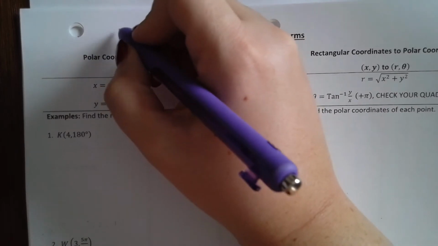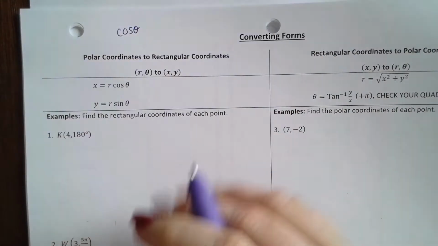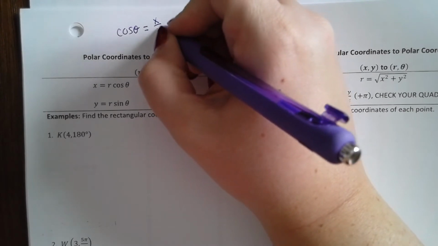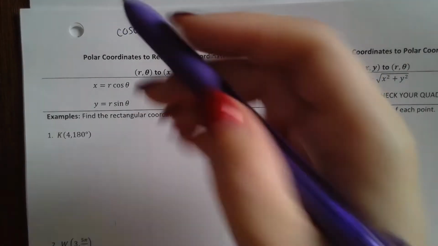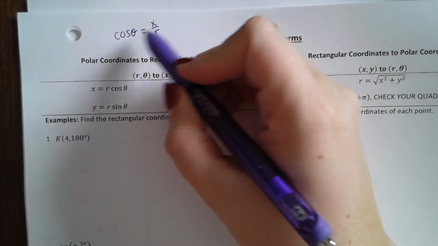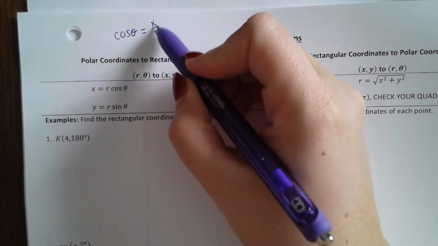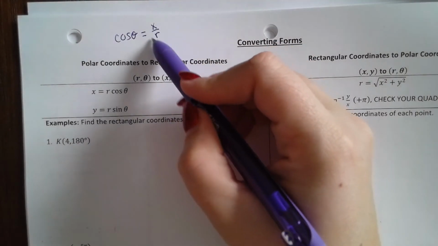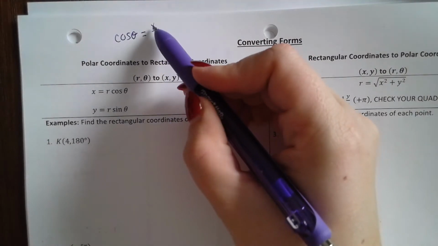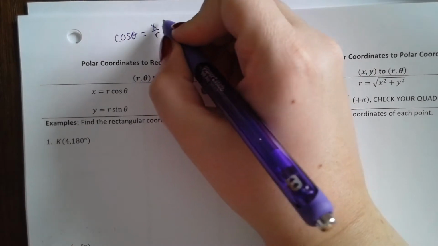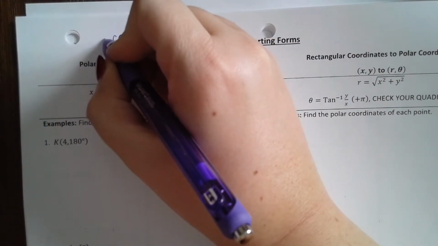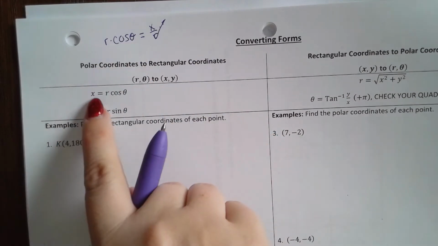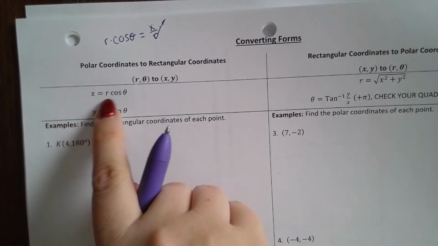So let's remember, this is something we learned at the very beginning of the year, that cosine of theta is equal to x over r, right? If we're talking about the unit circle, r is just 1, which is why cosine is equal to just x. But if we're talking about anything outside of the unit circle, then we're talking about r. Well, if I wanted to get x by itself here, I could multiply by r on each side, and I would have x equals r cosine of theta. So that's our first formula.